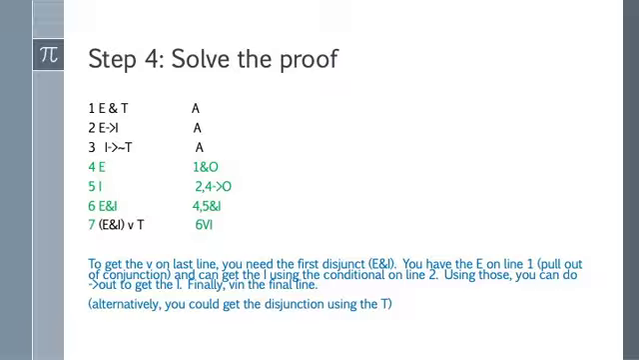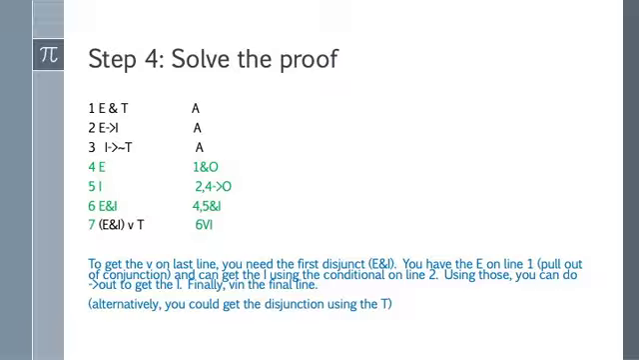So to get the or on the last line, remember, you need the first disjunct, E and I. You have E on line 1, pull out of the conjunction, and you can get the I using the conditional on line 2. So this is what's called arrow out. Using an arrow and the first part of the arrow, which is the antecedent, you can take out the arrow and you're left with the consequent. So using those, you can get the I on line 5, lines 2 and 4. It's a two-step rule to do arrow out.